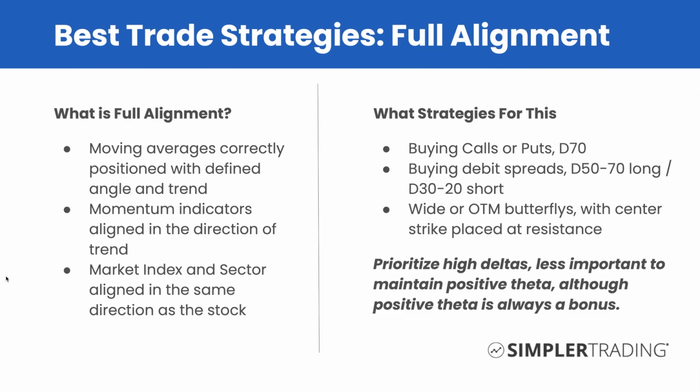So notice in this instance, we're talking about out of the money butterflies and making them wide, because it has a very high probability of success due to having full alignment. As that stock moves into where we place the butterflies, you can get pretty rapid returns that way. So in this situation, when we have full alignment, we want to prioritize higher deltas, and we're less concerned with maintaining positive theta, although theta is always a bonus. So in the ideal situation, we can be a little bit more aggressive using these strategies.